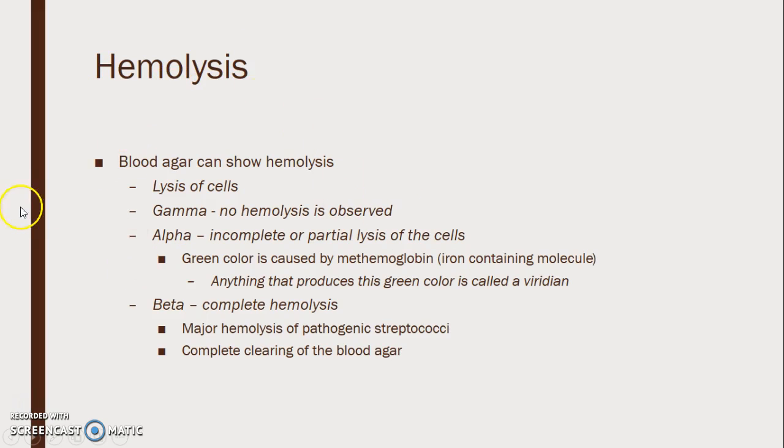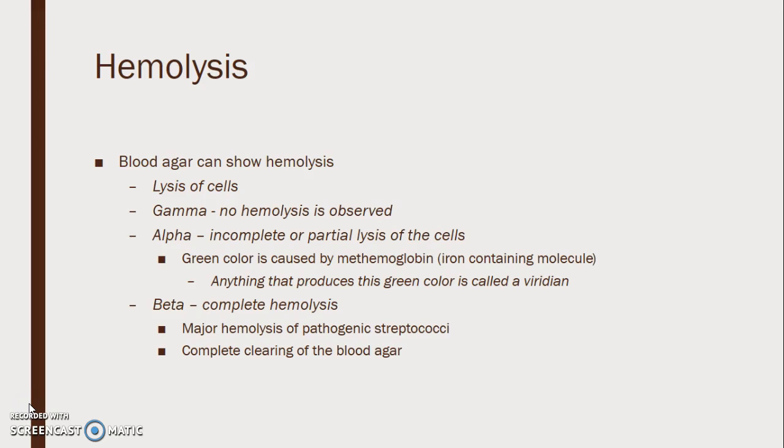Hemolysis. We do talk about it. Blood agar plates can show hemolysis, and we use blood to mirror the epithelial cells. If you can lyse the blood agar plate, then you can theoretically lyse the cells in the epithelial. There are three different types of hemolysis: gamma hemolysis, which just means no hemolysis, and alpha hemolysis, which means incomplete or partial hemolysis.